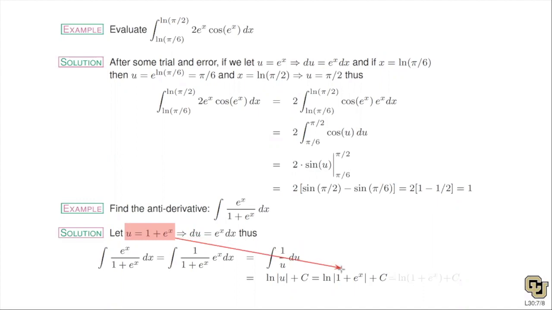And then finally, I noticed that 1 plus e to the x is actually always positive. e to the x is a positive function, so I can just replace the absolute value bars with parentheses. If I left it at absolute value bars, that would be fine. It's not incorrect to leave the absolute value bars.